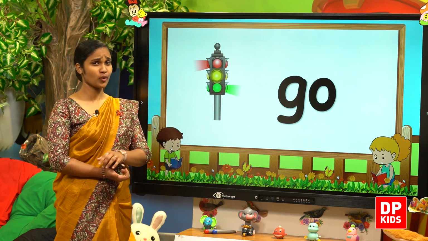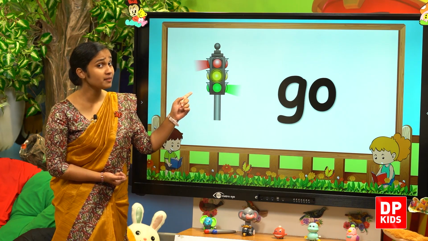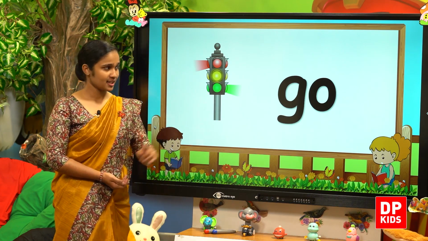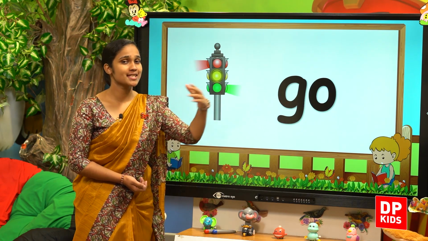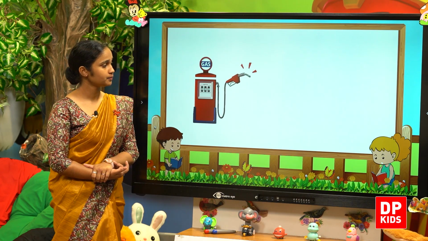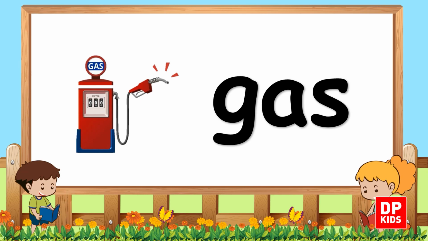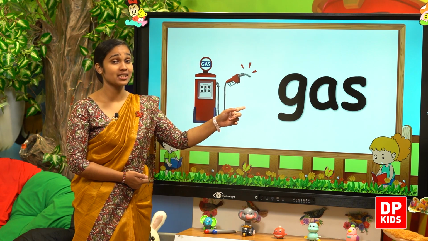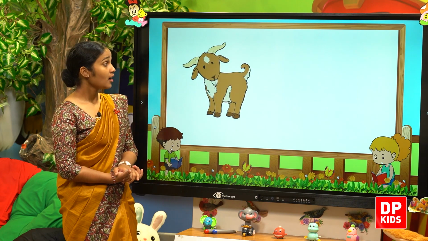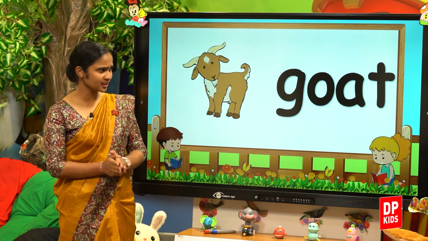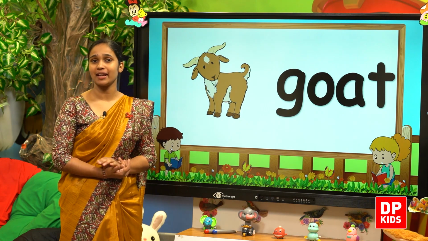Where have you seen this on the road? The color light. If it is green, what does it mean? Yes. Go. G-O. Go. What is this? Gas. G. Gas. Gas starts with the letter G. G. Gas. What do we call a goat? G. Goat. G. Goat. Very good, my dear friends.